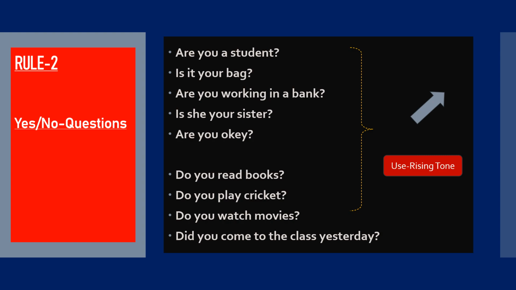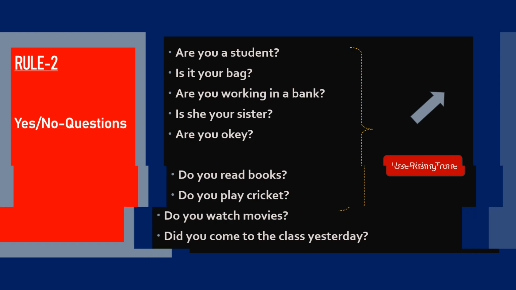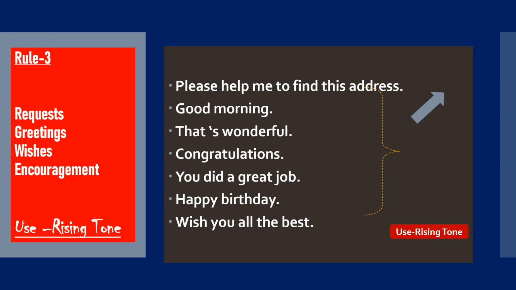So the end of the voice is a rising tone. You need to observe these skills. How to give the answer, we'll learn in the next video. There is a different tone we need to use. The next thing is a request, greeting, wishes, and encouragement. When we are talking about all these things, we need to use the rising tone.